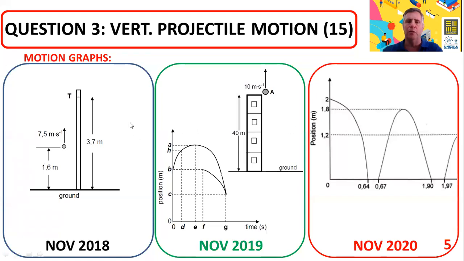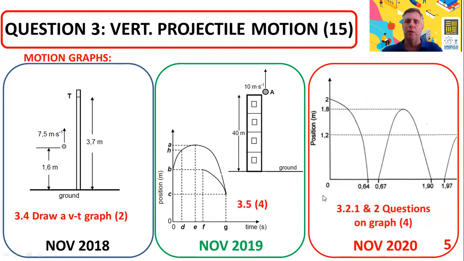Here are the questions that are in your book on pages 14 to 16. November 2018, I just want you to try drawing the VT graph, 3.4. November 2019, the questions about the position-time graph. And November 2020, 3.2.1 and 2, questions on the graph. Please pause the video now for 15 minutes and just try those questions.